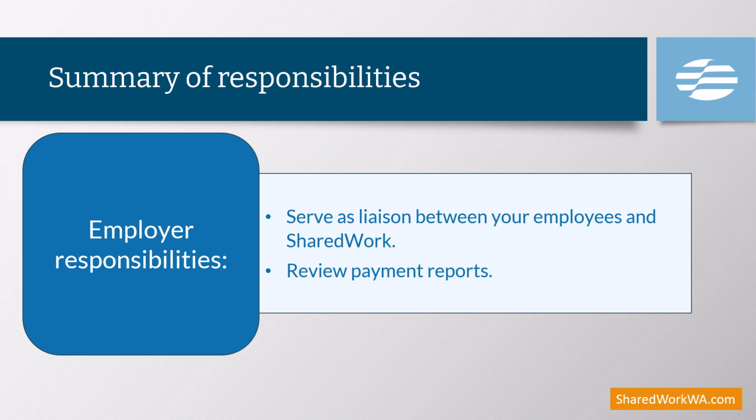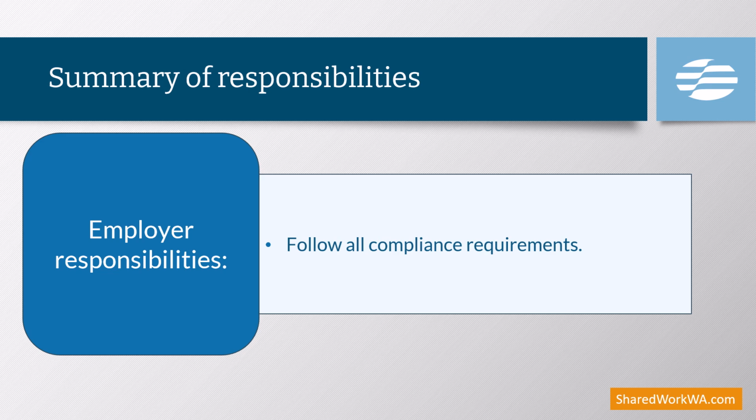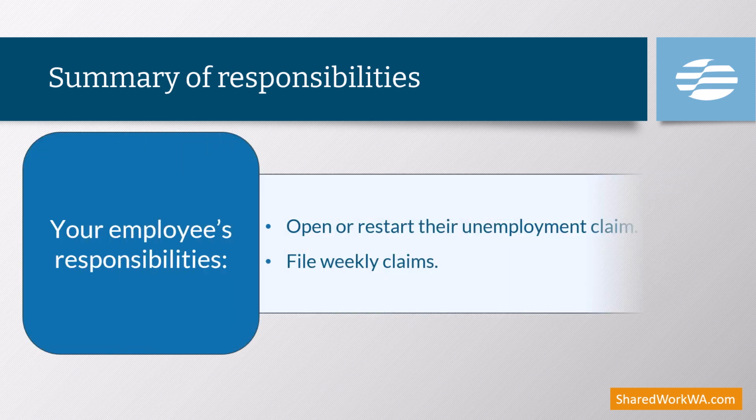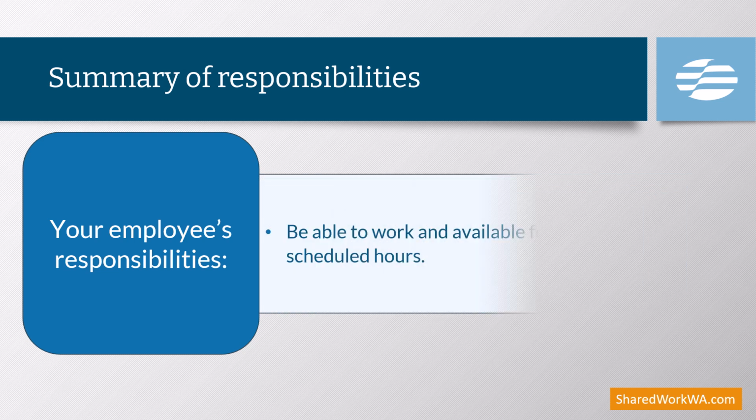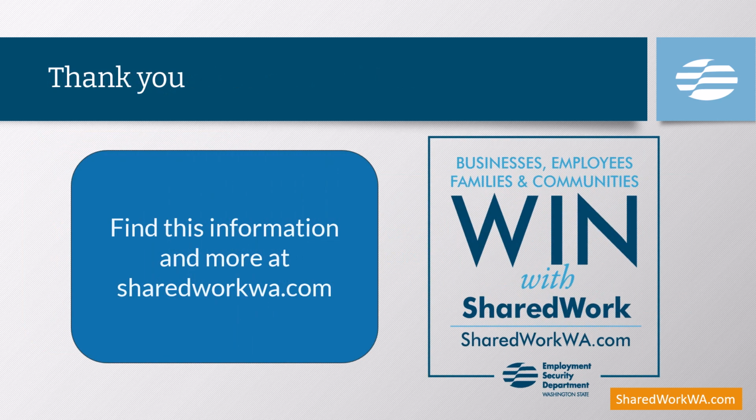Review your payment reports each week, submit correction forms within 10 days, use the provided forms to add or remove employees, and follow all compliance requirements. Your employees need to apply for benefits or restart their unemployment claims, file their own weekly claims, and be able to work and available for work for all scheduled hours. Find this information and more at sharedworkwa.com. Employees may find more information regarding their unemployment benefits at esd.wa.gov.